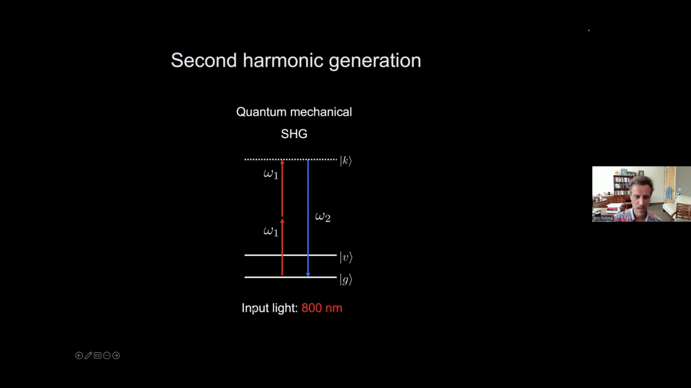So if you put in input light of 800 nanometers, you can see that if you combine the energy of these two photons, of course, you get light out that's supposed to be 400 nanometers. So you kind of halve the wavelength, right?